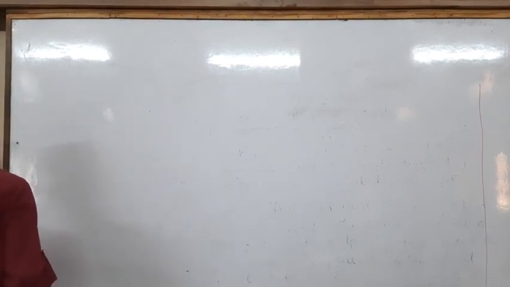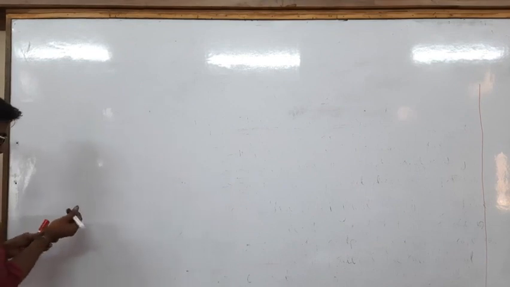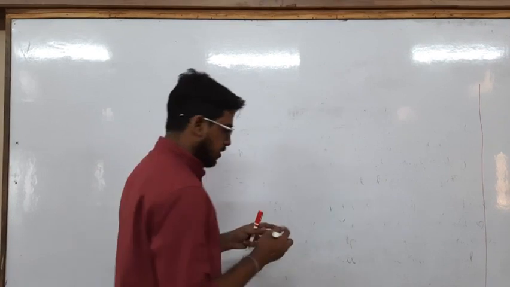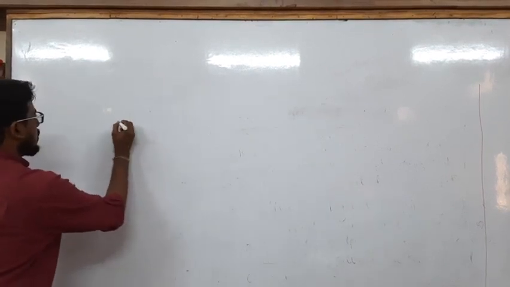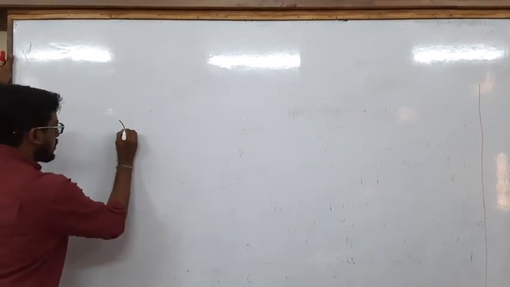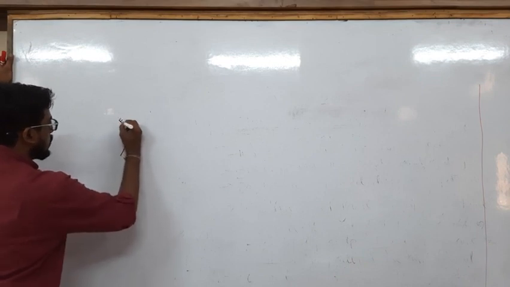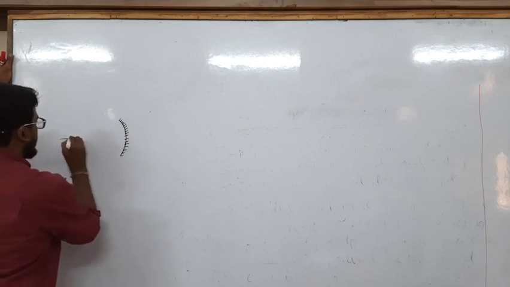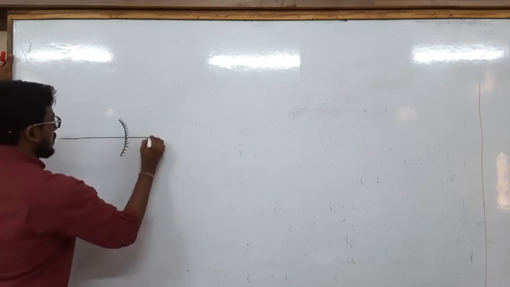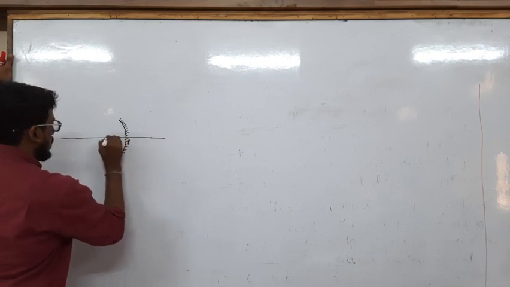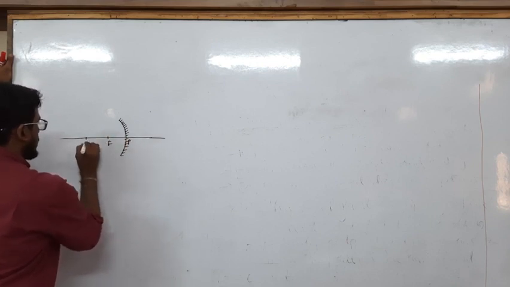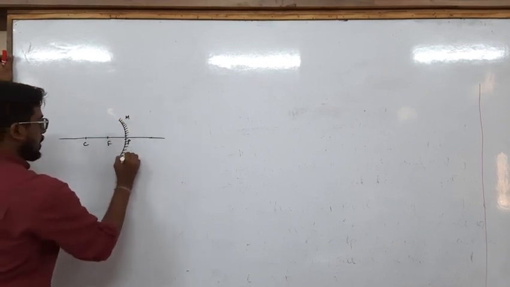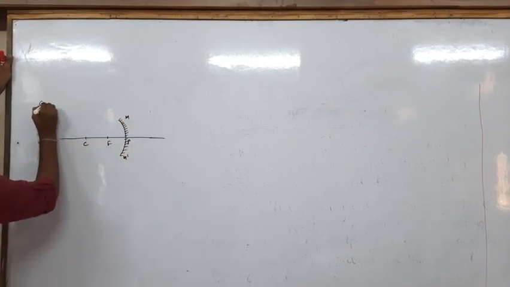So now we have to study the sign convention, because in geometrical optics we have to use the sign convention. If I am considering the case of a concave mirror, this is the pole, this is the focus, this is the center of curvature. So this is a concave mirror, M dash. Sign convention.